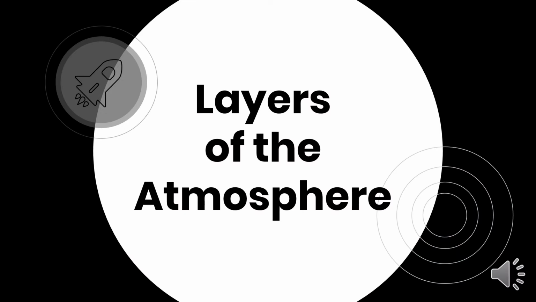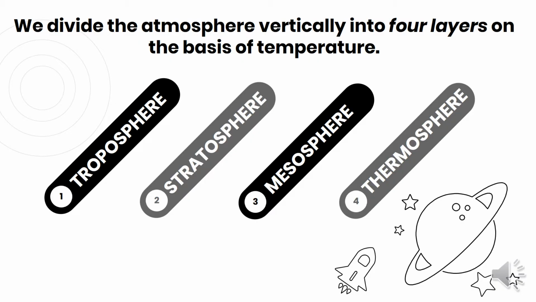Layers of the atmosphere. Earth's atmosphere has four primary layers. From the bottom layer, where we live, is the troposphere, extending to the stratosphere, and the third layer, which is the mesosphere, and the highest layer, the thermosphere.